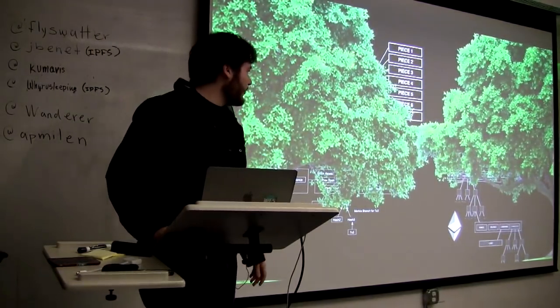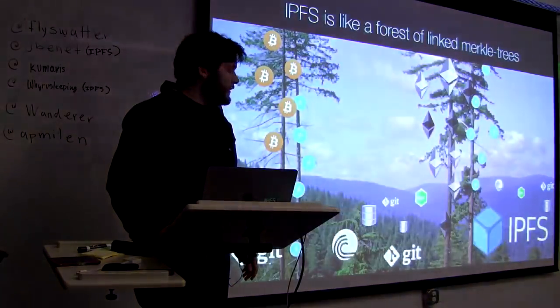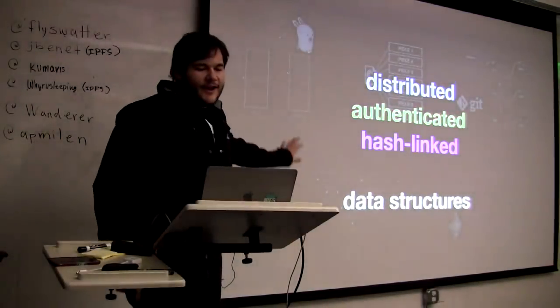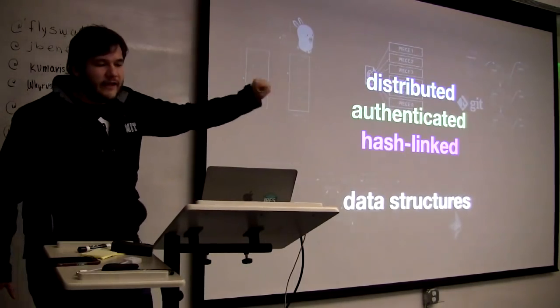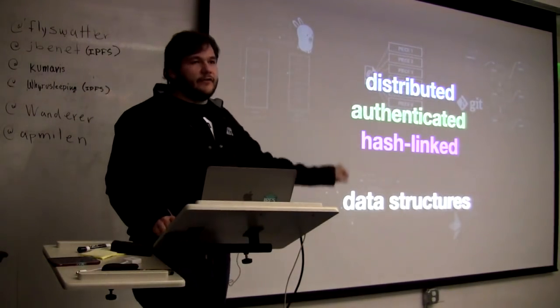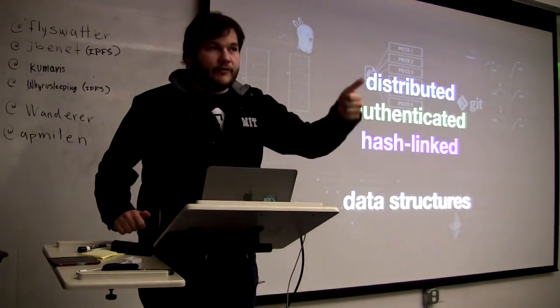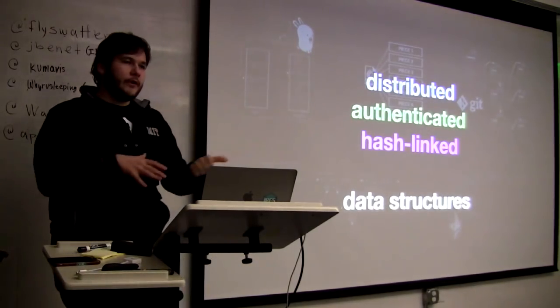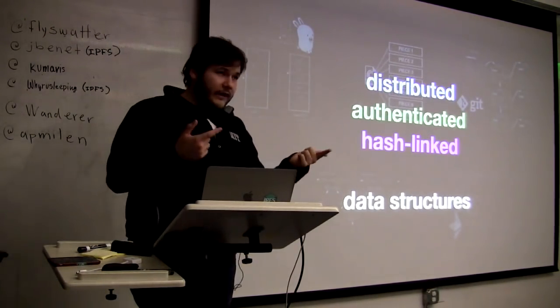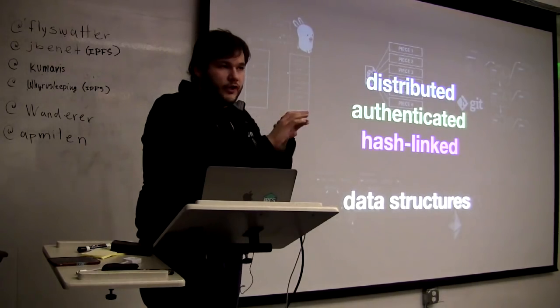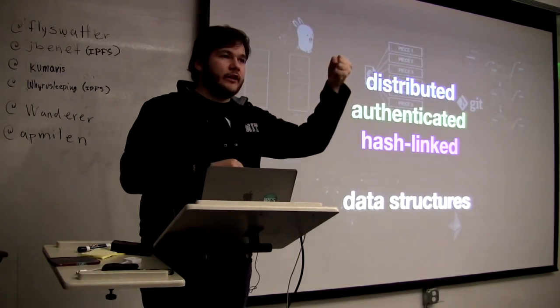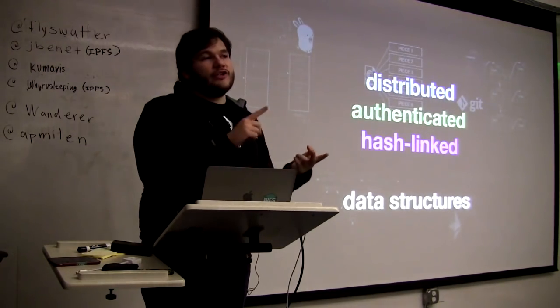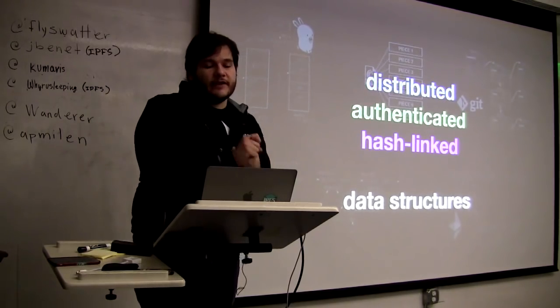And so it's this really beautiful construction where all of these things are distributed, authenticated, hash-linked data structures. So distributed because you can move them around across a bunch of computers, and authenticated because you can check that the data is actually correct. You can check the integrity. You can check that it's truly the data you were meant to get, and so on, right?